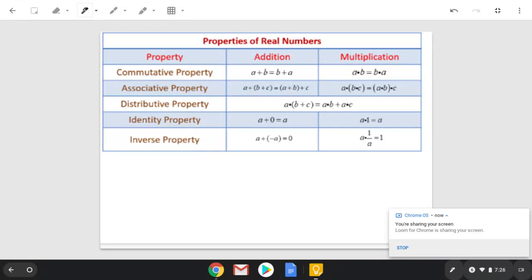The last property, well, that's not really a property of all real numbers. I guess it depends on the situation, but it's my favorite, and it is called the closure property. And it's kind of hard to explain, but it's a lot easier to show.